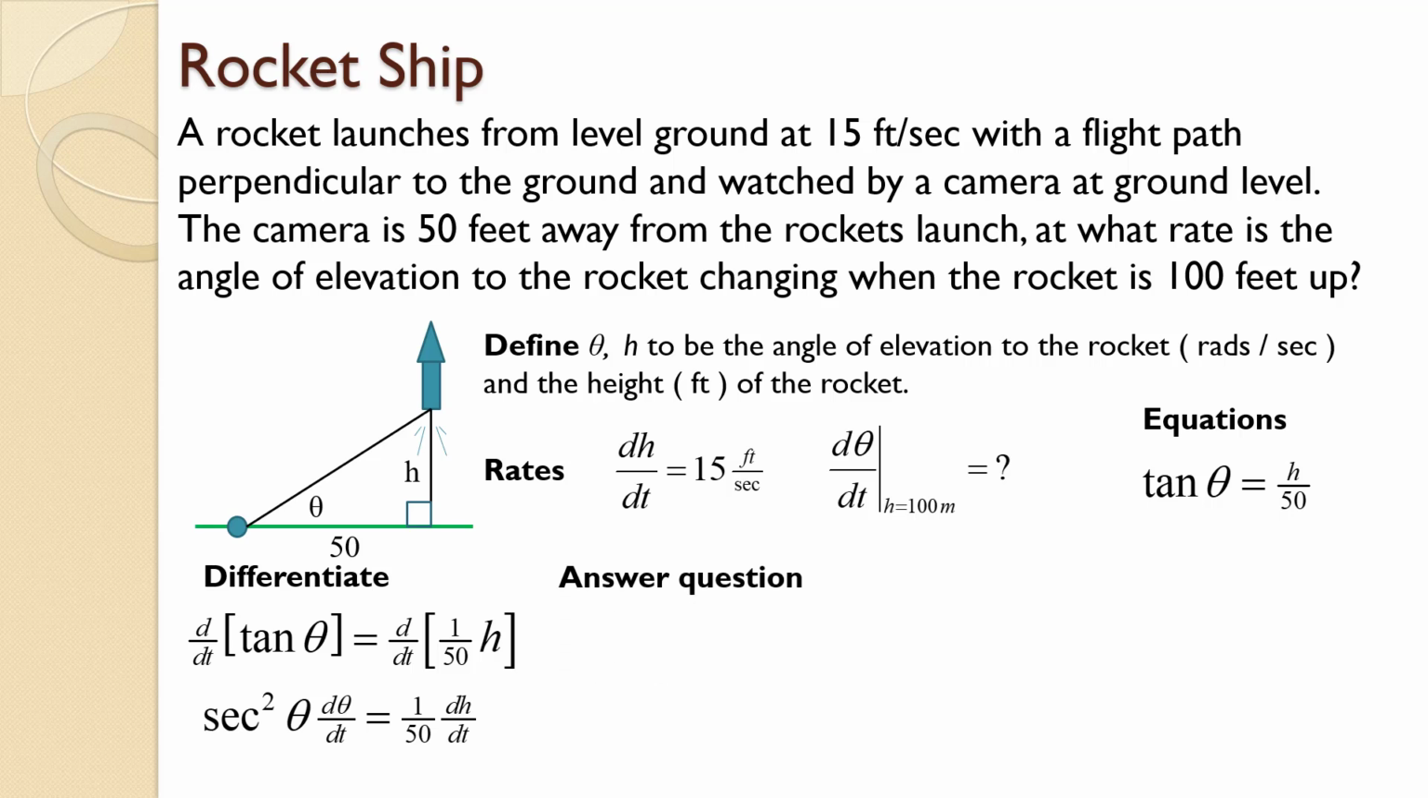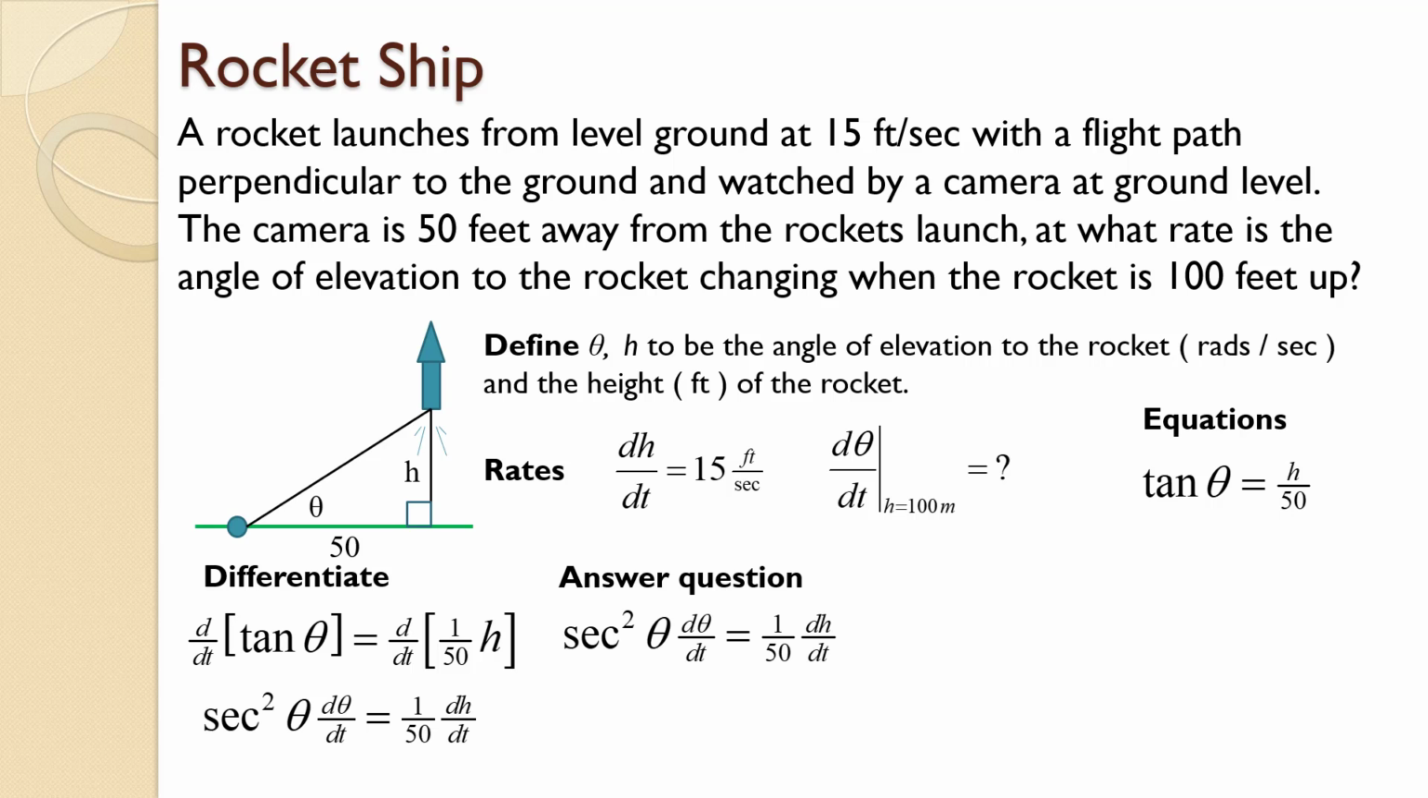Now I'll answer the question. I'll just plug in what I know. So I know that dh dt is 15, so I can plug that in right away into my equation. But notice that I'm trying to find the rate of change of the angle when the height is 100, but there's no height in the problem. There's no h. Oh, but there is a theta. See, the theta, not the d theta, the theta is the angle at that moment of time. So I need to know what the angle is. Well, actually, I don't need to know the angle. All I need to know is what's the secant squared of that angle when the height is 100 meters.